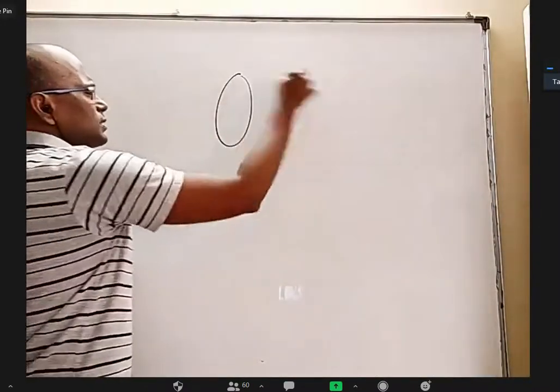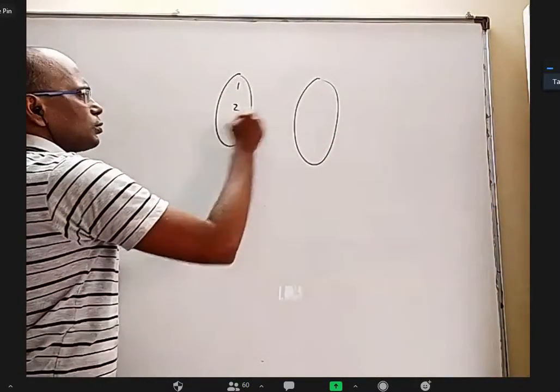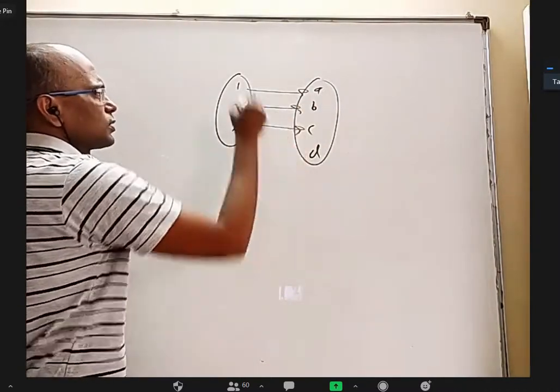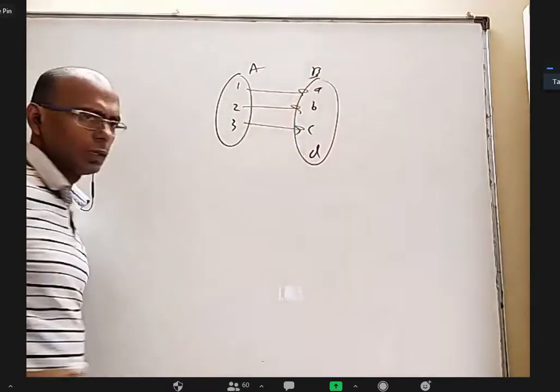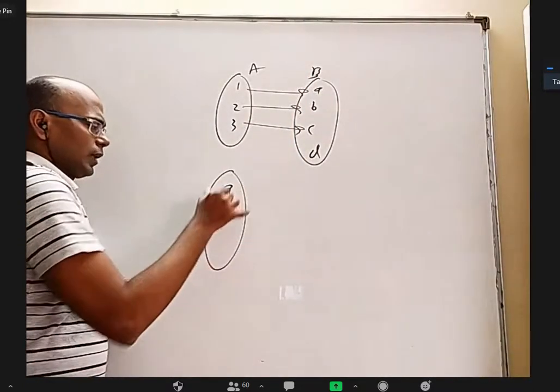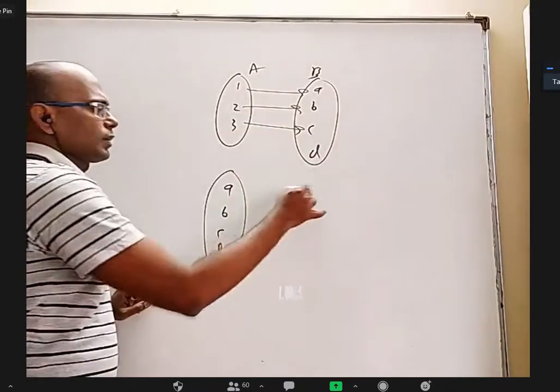Let us take set A and set B. 1, 2, 3, A, B, C, D. I'll connect 1 to A, 2 to B, 3 to C. This is set A, this is set B. This is a function. Inverse function means codomain will become domain. A, B, C, D. Domain will become codomain.